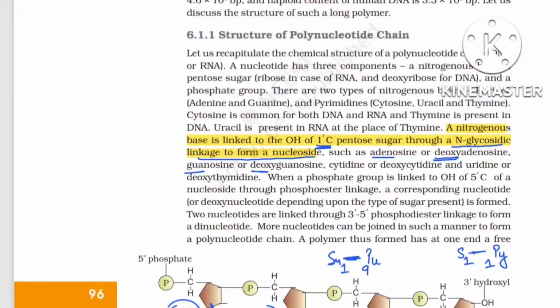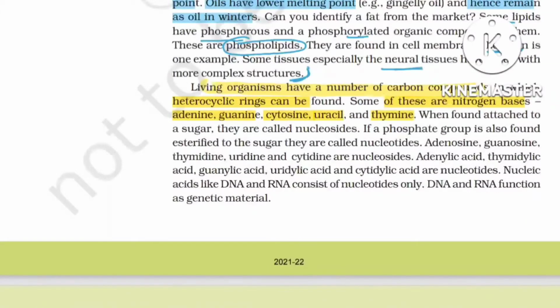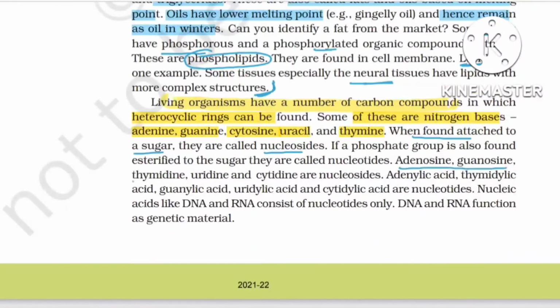Same concept is given in your biomolecule also. See here, beta. Same is given here. When attached to the sugar, they are called nucleoside. Example, adenosine, guanosine, thymidine, uridine, cytidine, they all are your nucleosides. They have given it with respect to the RNA. 12th class NCERT has given us with both DNA as well as RNA.